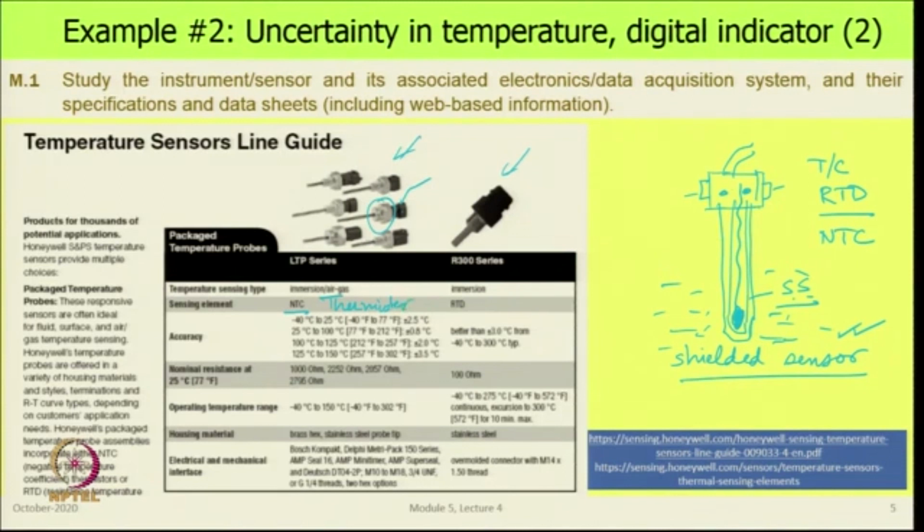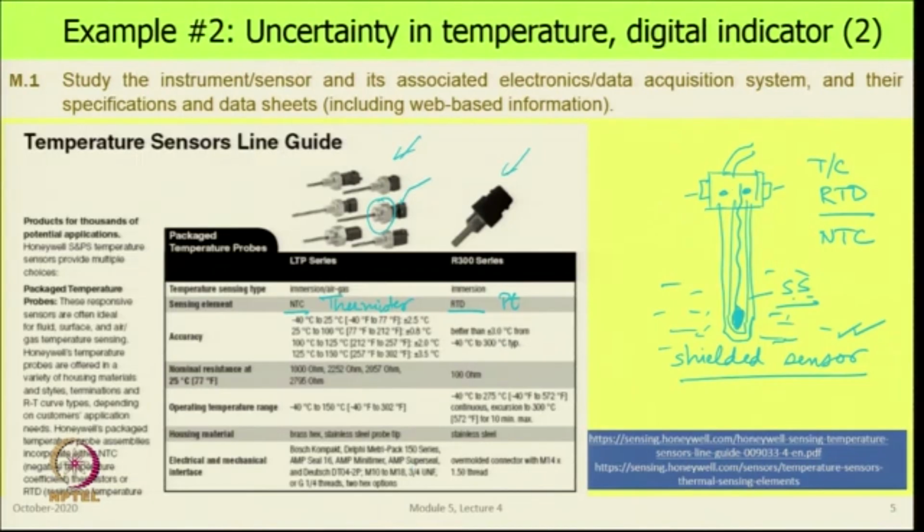Now, from this data sheet, let us see what we can learn. This side is the thermistor, this side is the RTD, the resistance temperature detector. The thermistor works on the principle that you have a device where as the temperature increases, its resistance decreases. So, that is the negative temperature coefficient. RTD is a resistance temperature detector which has a small platinum element, a small wire element or a foil, and as the temperature increases, its resistance increases. So, what we are measuring in both cases is a change in resistance, and from that we are interpreting the change in temperature.